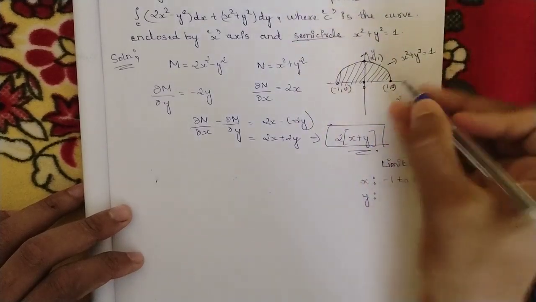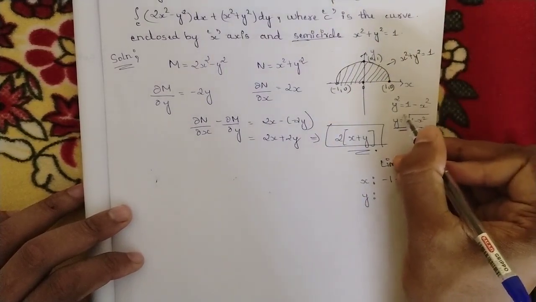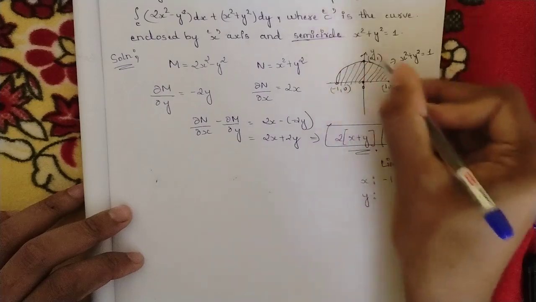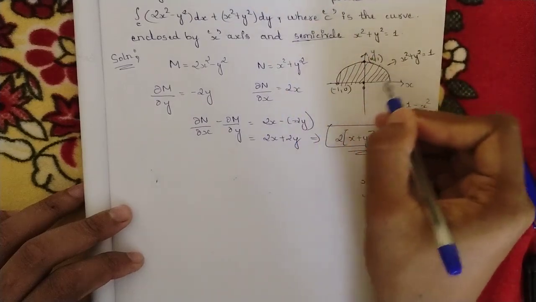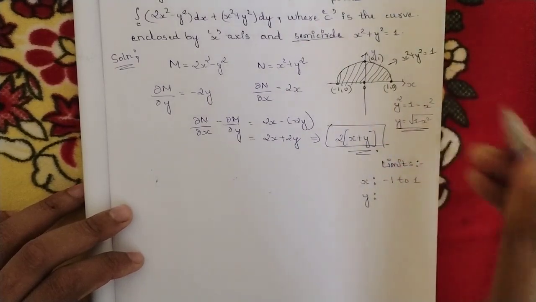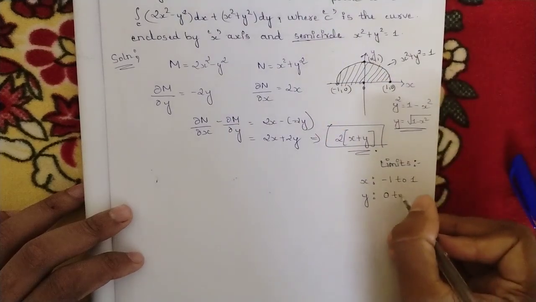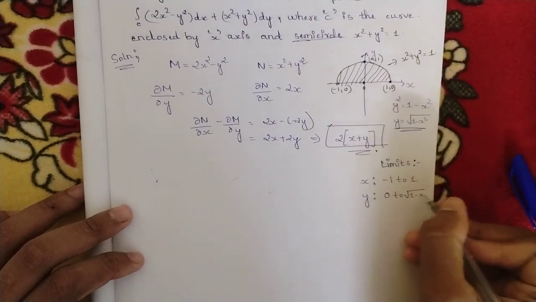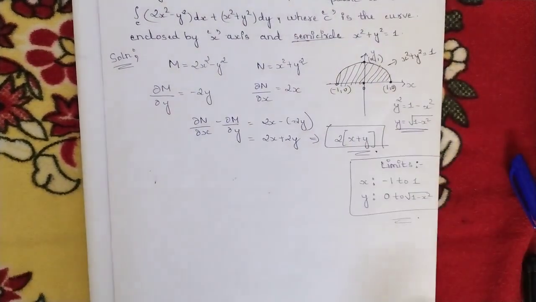But the first end, because it's a semicircle, it is not plus or minus, it is the positive side. Because it is bounded by the x-axis, this is the positive plane. So that's why you would be getting y is equal to plus square root of 1 minus x square, and the starting limit is from 0 because it is a semicircle. So 0 to square root of 1 minus x square. So these are the limits of x and y.